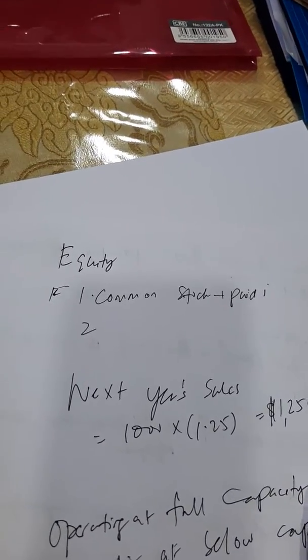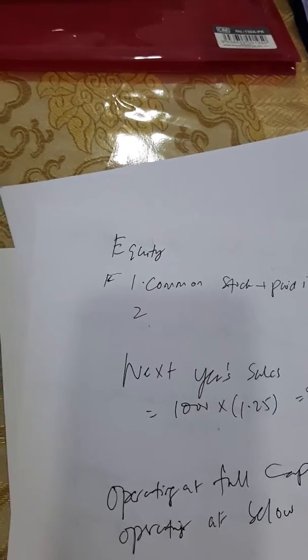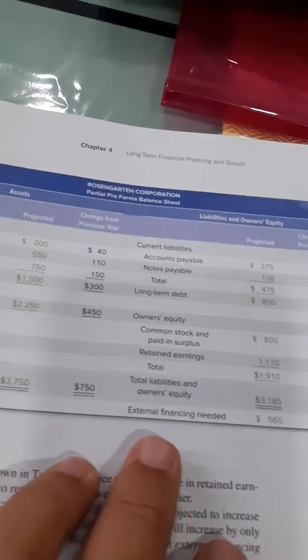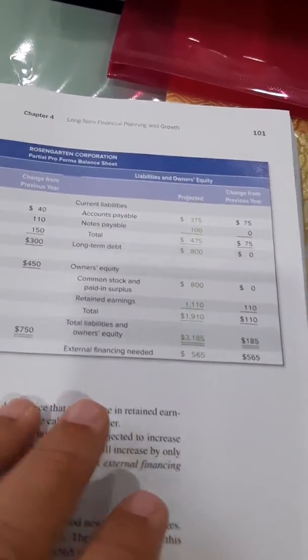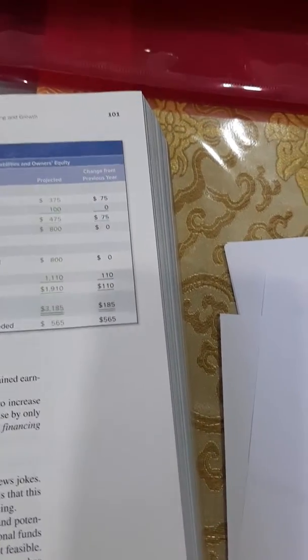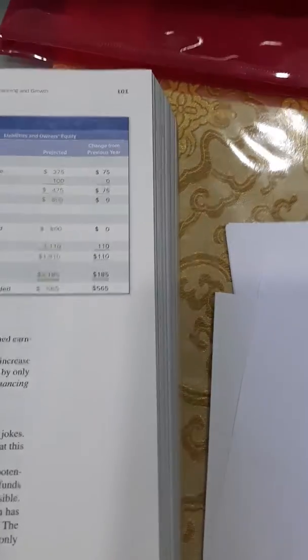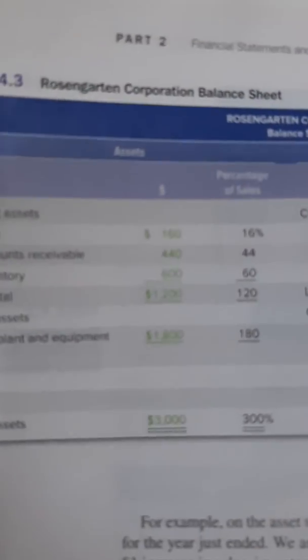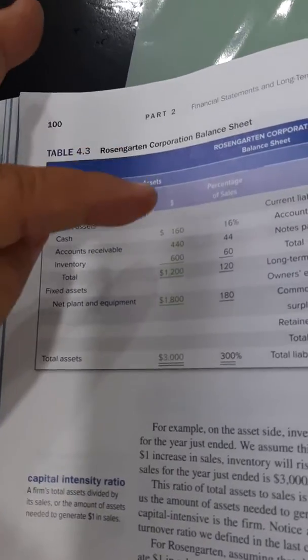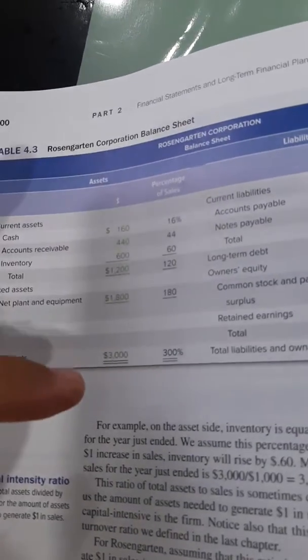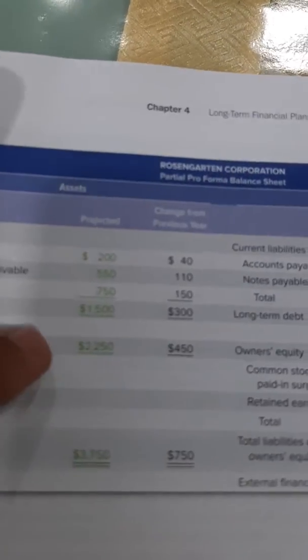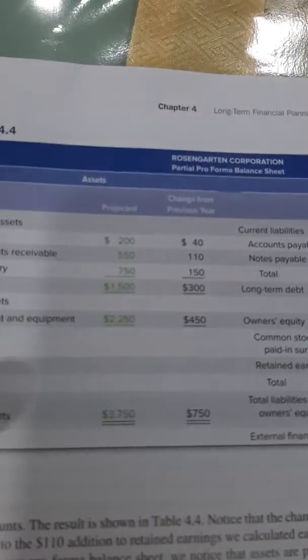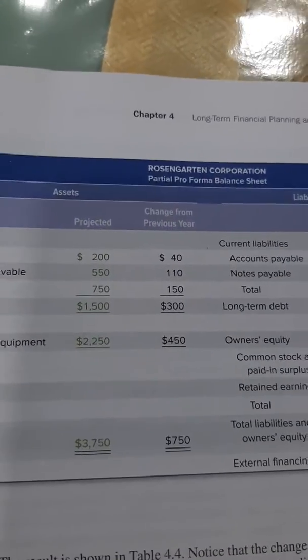A discussion on additional financing or external financing needed is a bit more complex, it's a bit more complicated. But let me try to finish this example. Okay. Assuming that, now we have explained to you how these figures from the balance sheet items change to these figures, by increasing each item by 25%.